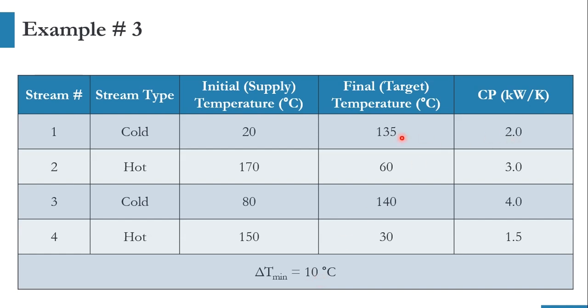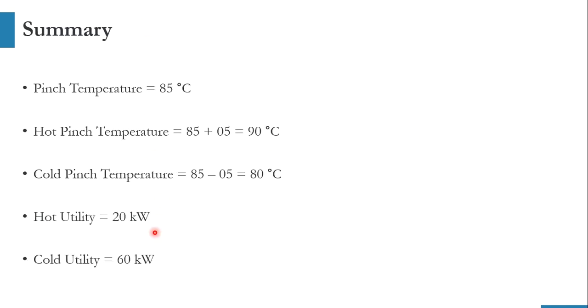And obviously the final temperature minus the initial temperature multiplied by Cp gives us the value of delta H, the heat load in kilowatt, obviously because the Cp unit is in kilowatt. If it would be in megawatt, we would have calculated it in megawatt. And these were the answers which we had calculated for a delta T minimum value of 10 degrees centigrade. Please note that for a delta T minimum other than 10 degrees centigrade, these answers would be different.